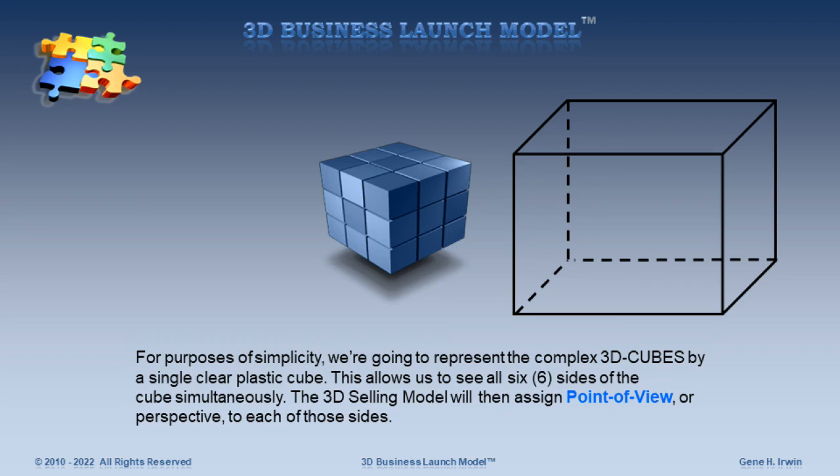So what we've done, we've taken 27 cubes and boiled it down to one cube. Now we're taking that one cube, and for purposes of simplicity, we're going to represent the complex 3D cubes by a single clear plastic cube. This allows us to see all 6 sides of the cube simultaneously. The 3D selling model will then assign point of view or perspective to each of those sides.